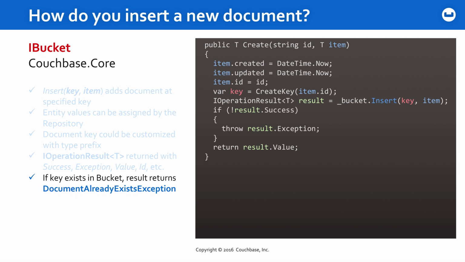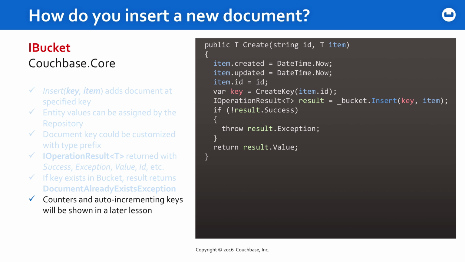Now, if you try to insert the same key twice, you're going to get a document already exists exception, and that you would capture and throw and handle in whatever way makes most sense for your application. We don't need to demonstrate that here. But if you want to account for the fact that you could have duplicate keys, we do have a mechanism for creating auto-incrementing values and using those with keys. We'll show that in a later lesson.